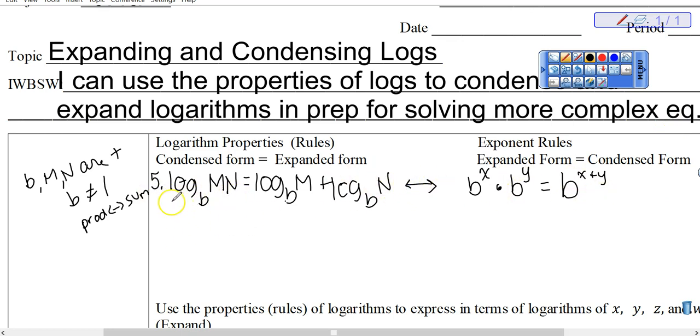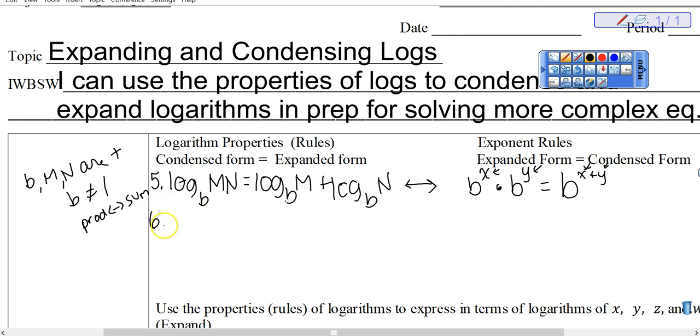Because I really hope that you're starting to get to this, that a log is actually an exponent. It's this. It's that. That's what a log is. We're doing math with exponents.